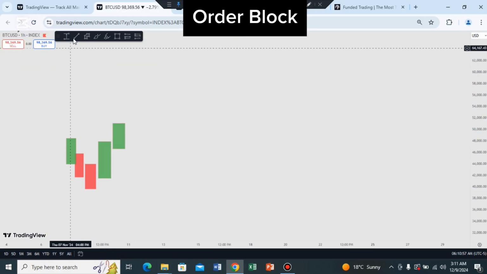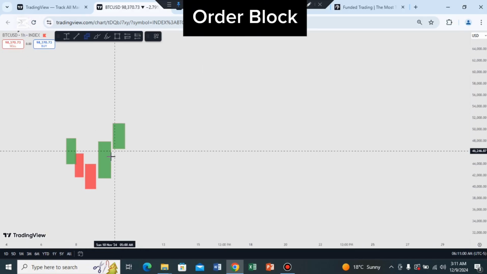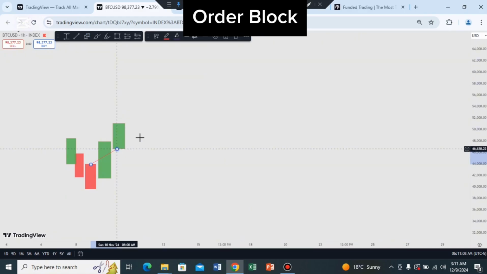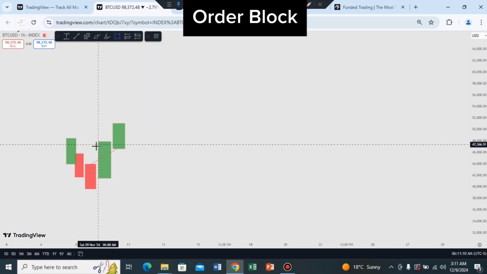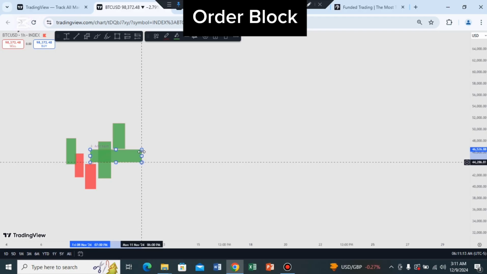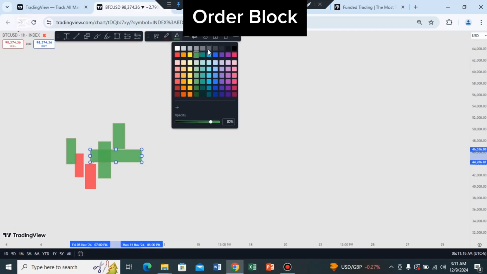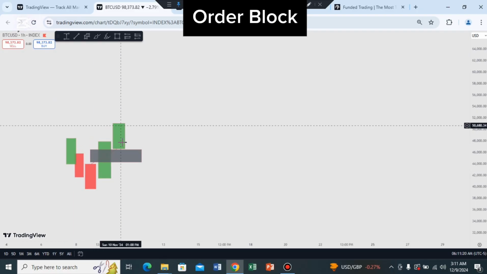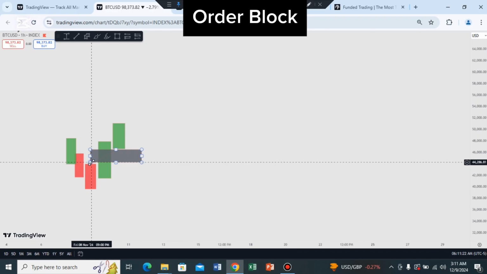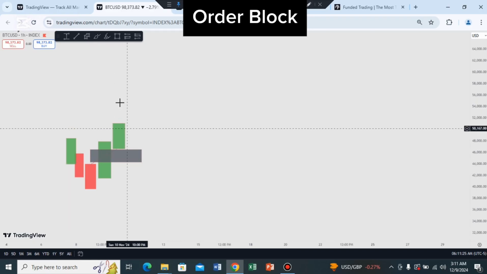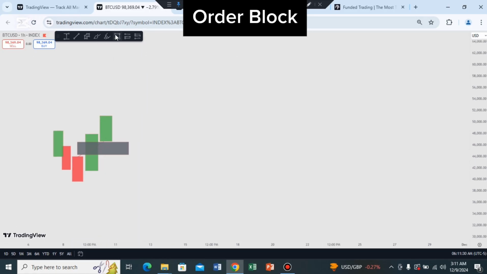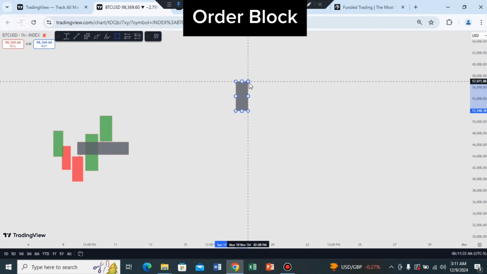Why is the third candle important? Because you have to find a gap between the top of this candle and the bottom of this candle, this gap, okay? This is called the fair value gap. So when you get this fair value gap, I will color it gray. When you get this bearish candle and then a bullish candle and then a third candle, and you find this gap between the first and the third candle, then this structure is called an order block, and this is a bullish order block. Let me show you a bearish order block too.